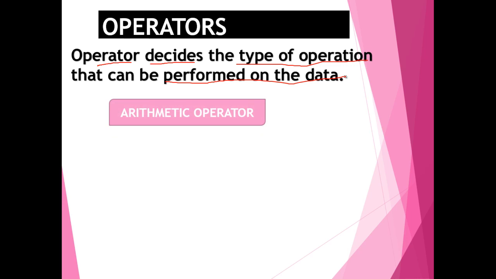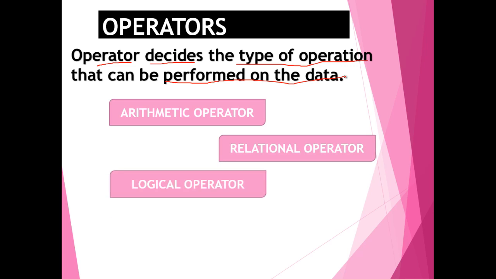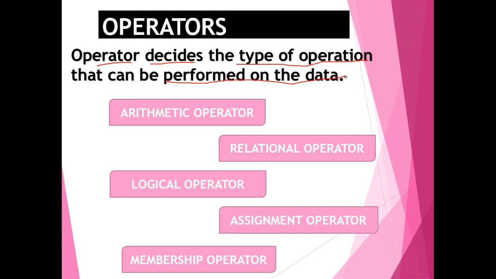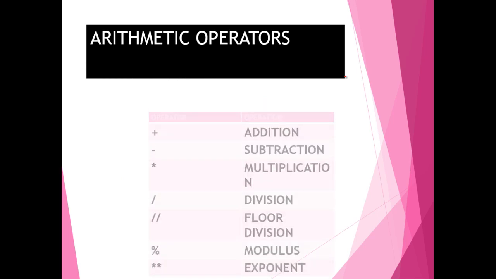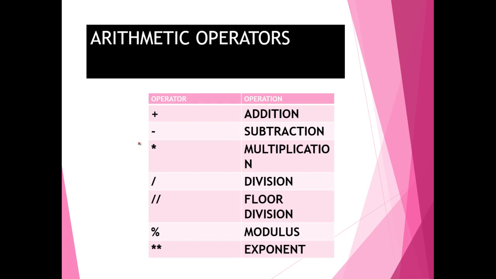So the first category of operators are arithmetic operators. Then we have relational operators, logical operators, assignment operators, and membership operators. Okay, so basically these 5 categories of operators are available in Python, right? So the first category is arithmetic operator, and in arithmetic operator we have the following types of operator.